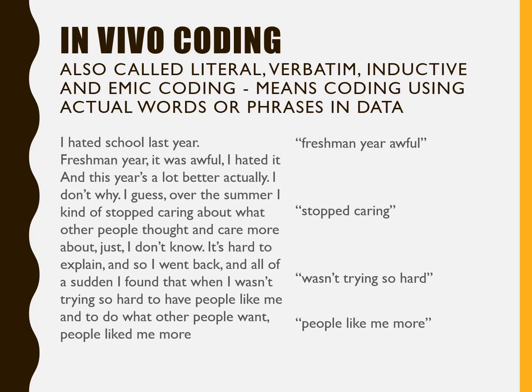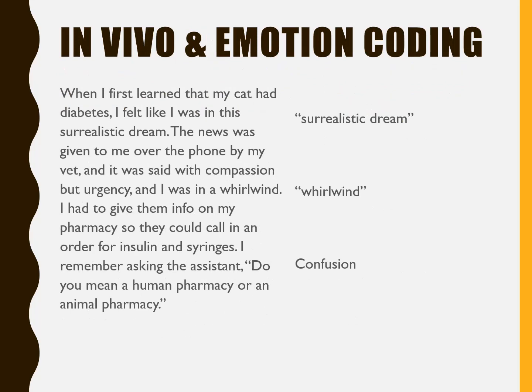And so the coding that's been selected there, the in vivo, the actual words, is "freshman year awful," "stopped caring," "wasn't trying so hard," "people like me more." Emotion codes label the emotions participants recall or which might be inferred by the researcher. If you're doing in vivo coding plus emotion codes, then you would be coding what the person actually recalls, but you could also combine the two, what you think is inferred, as well as what the participant says.